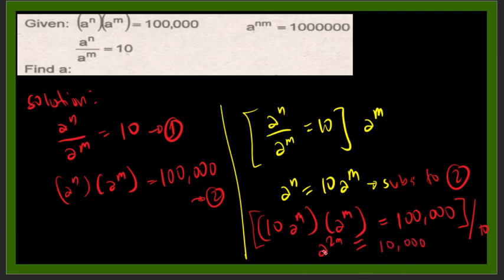Now we'll just take the square root of both sides. Another property of exponents is that we can take the square root so that we could cancel out the 2 here. Whatever we do to the left side of the equation, we'll also do to the right side. So we'll end up now with a to the m equal to the square root of 10,000, which is equal to 100.